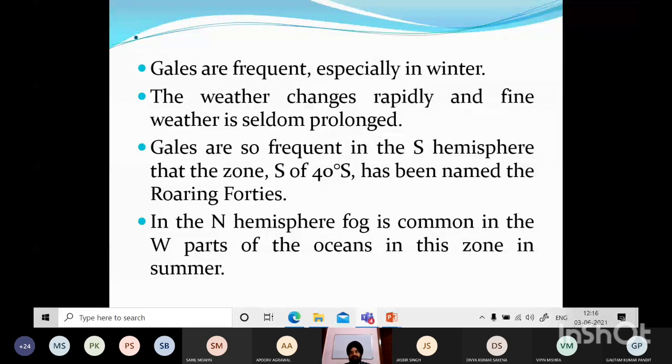Now gales are so frequent in the southern hemisphere that the zone south of 40 degrees south is basically named the roaring 40s. If you see this area south of 40 degrees south, the wind actually makes a very roaring noise. Very strong wind south of 40 south in the southern hemisphere, and in winter especially these winds make a really frightening sort of noise. That's why it's called the roaring 40s. And in the northern hemisphere fog is common in the western parts of the ocean.